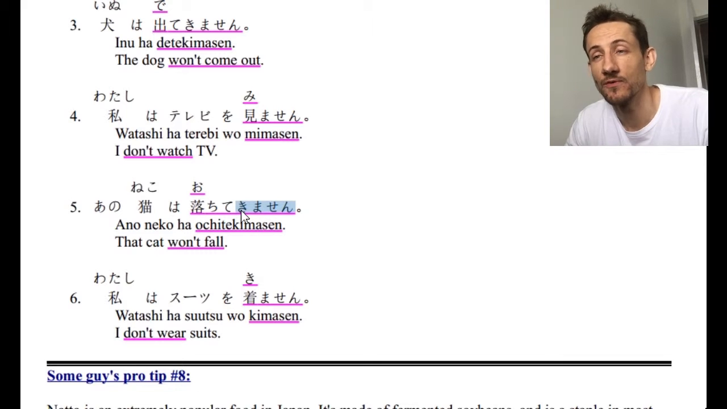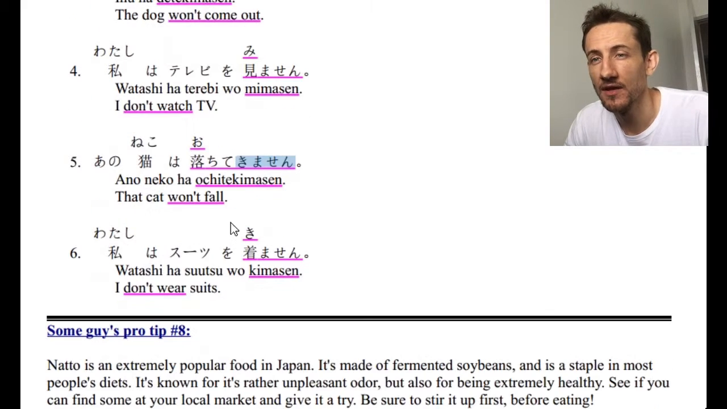Won't come down, won't fall down. And number 6, 私はスーツを着ません。I don't wear suits. So obviously this katakana word sounds almost the exact same, スーツ and suits, to the English word.